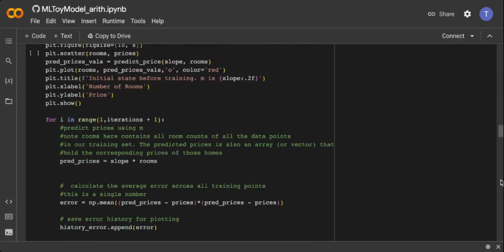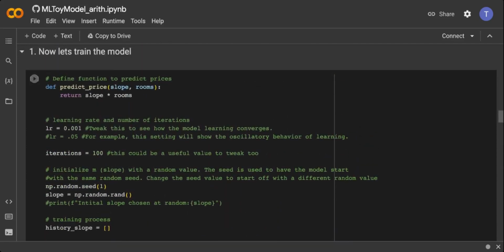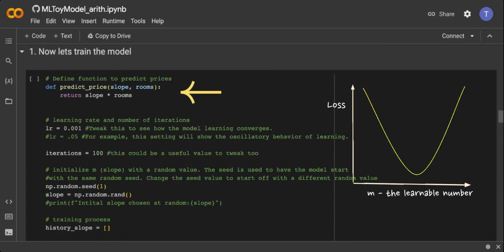We start off with the model function, which takes as input m, the line slope, and an array containing all the room counts in the training data. This function returns an array of predicted prices. In this toy model, we do 100 iterations over the training data to learn the value of m. We start off with a random value for m.